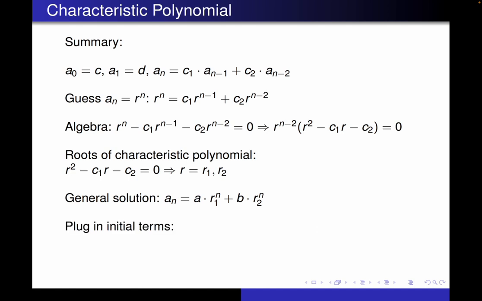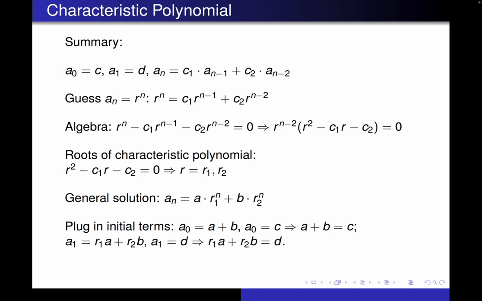We plug in our initial terms. For a0, that'll give us a0 equals a plus b, and a0 equals c, which means that a plus b equals c. If we plug in n equals 1, we get r1 a plus r2 b, and a1 equals d, that's from the definition, and then we set those equal to each other. Then we solve for a and b, our system of equations, just like we did before, and plug that into our formula for a sub n.